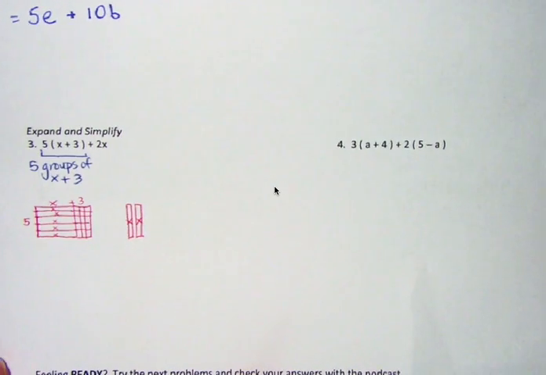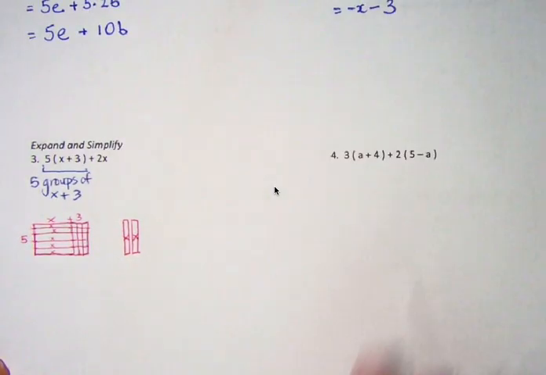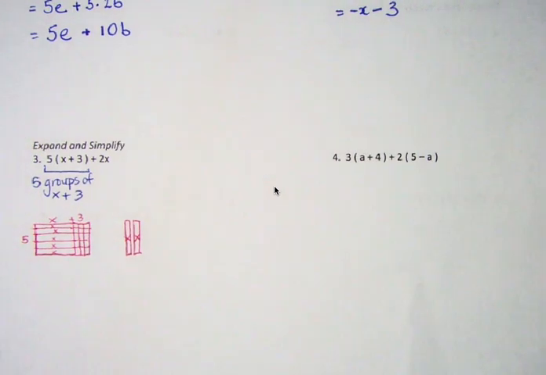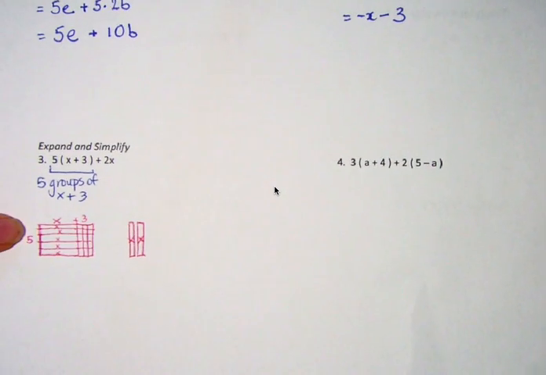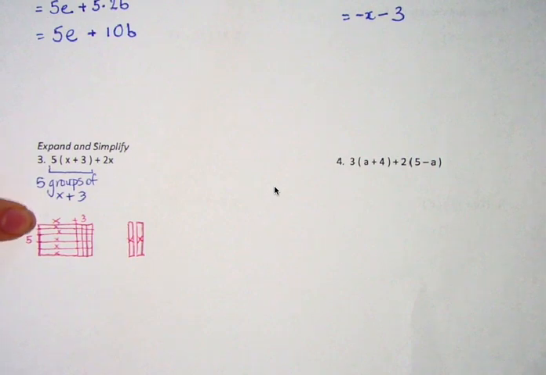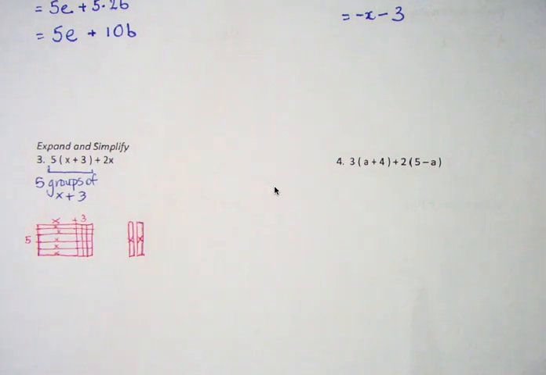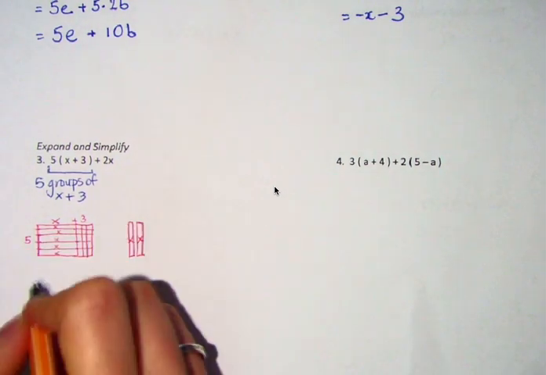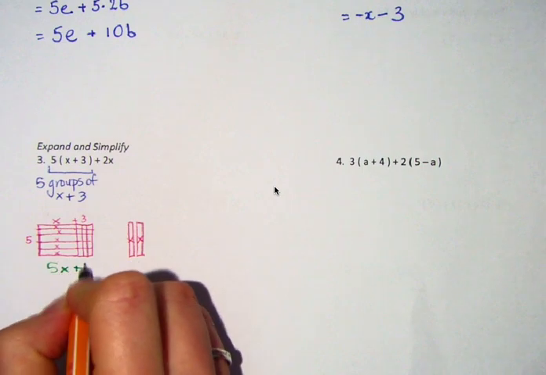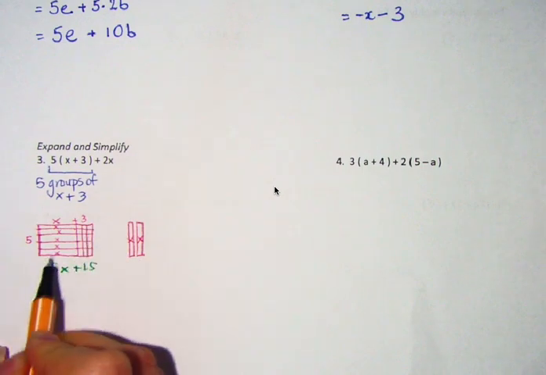Algebra tiles would be a good way to approach this one. All right, so we see that it's 5 times the quantity of x plus 3. And actually what that means is just 5 groups of x plus 3, or 5 bags of x plus 3, like Ms. Hughes said. So when you have 5 groups of x plus 3, remember our rectangles are the x's, and then you have 3 tiles. When you repeat that 5 times, you should actually have 5x plus 15 here. 15 one pieces and 5 x's.